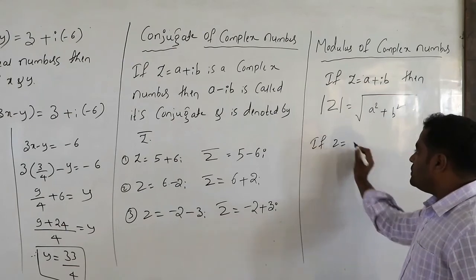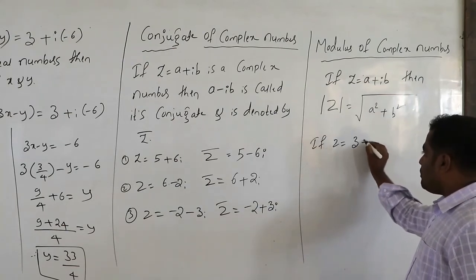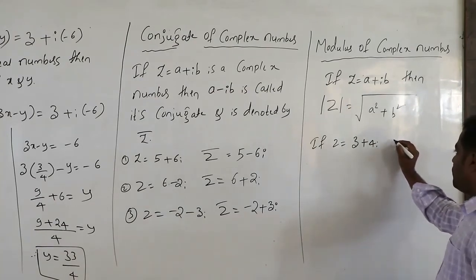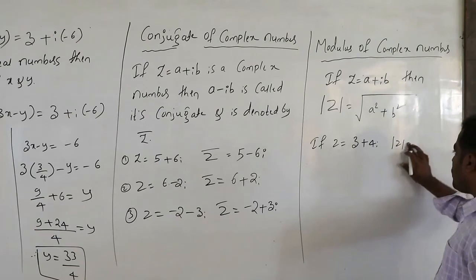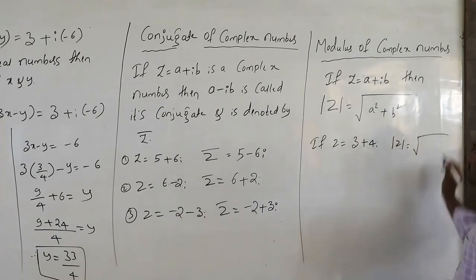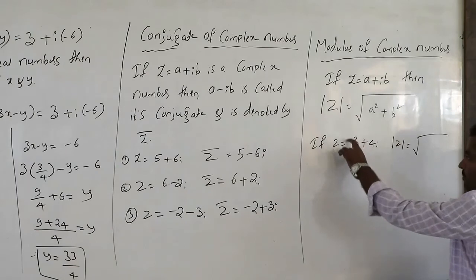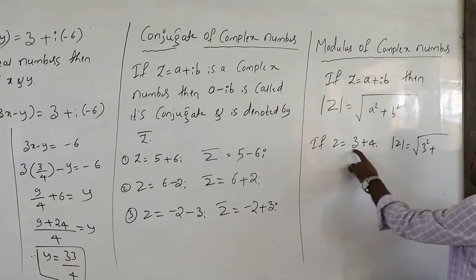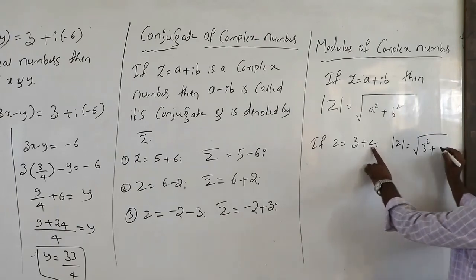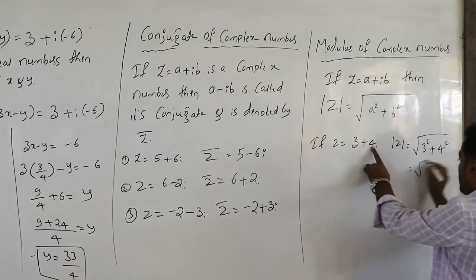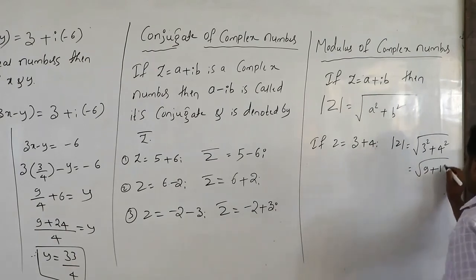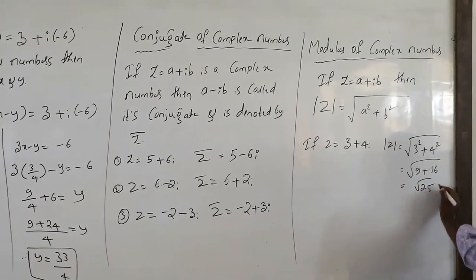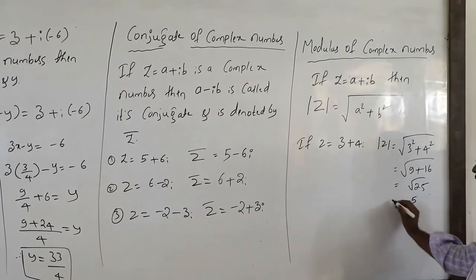If z is equal to 3 plus 4i, then find modulus of z. So modulus of z is equal to, again under root of first a square, a value 3 square, plus b value 4 square. 3 square value 9, 4 square value 16, 9 plus 16 25, under root of 25 means 5, modulus value 5.